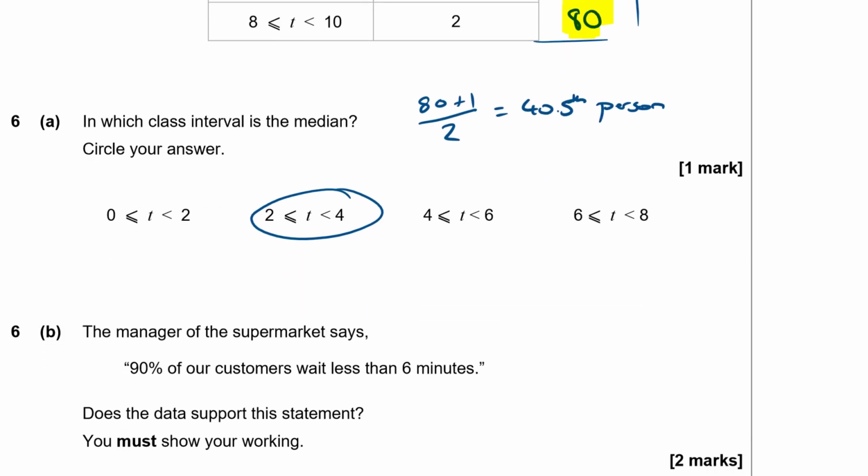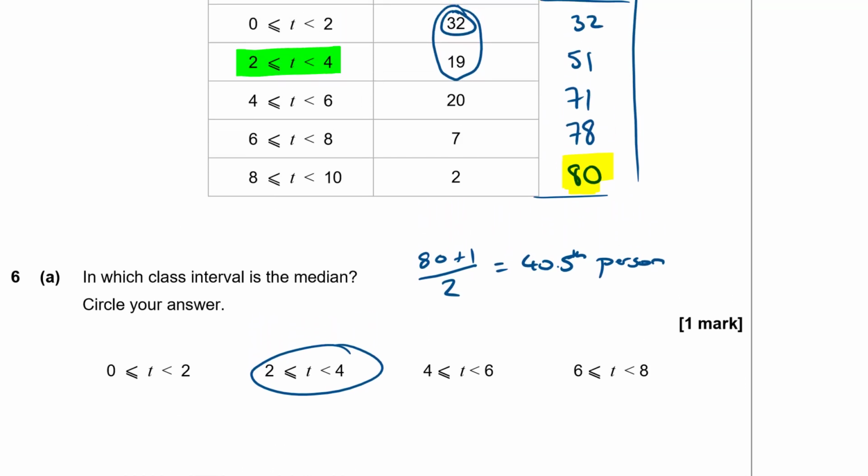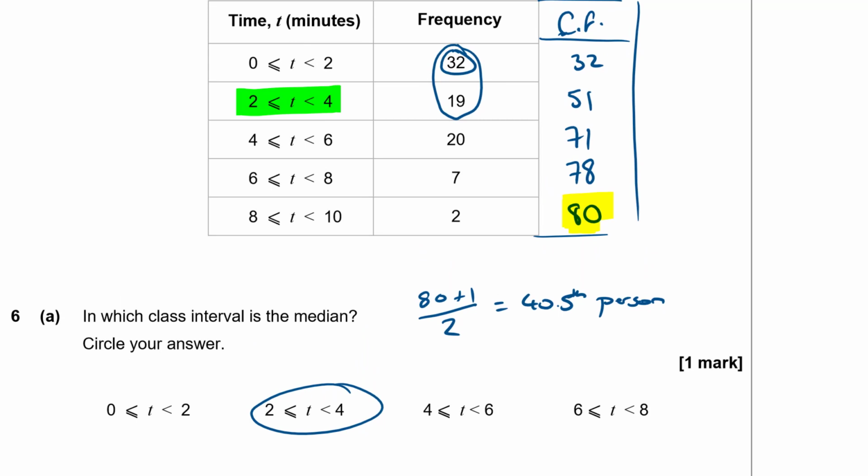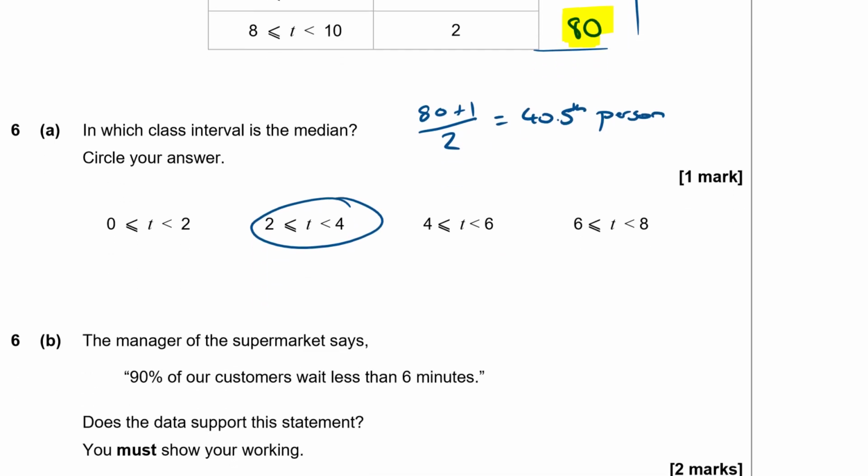Okay, so part B asks, the manager of a supermarket says 90% of our customers wait less than 6 minutes. Does the data support this statement? Okay, so going back to the data, how many people did wait less than 6 minutes? Well, the people who waited less than 6 minutes are going to be all the people in the 0 to 2, 2 to 4, and 4 to 6 category. Now we've already added that up. Cumulative frequency says there are 71 people who are in those first 3 groups. So we just need to now work out whether or not 71 is 90% of 80.